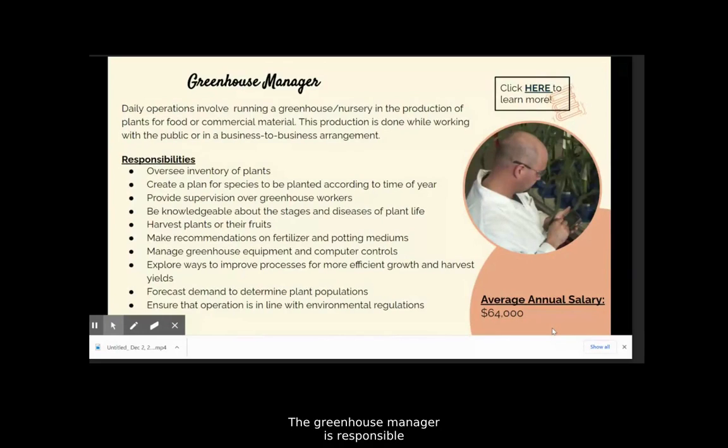The greenhouse manager is responsible for running a greenhouse or nursery in the production of plants for food or commercial material. Some of their responsibilities include overseeing the inventory of plants, managing greenhouse equipment and computer controls, and exploring ways to improve processes for more efficient plant growth and harvest yields.